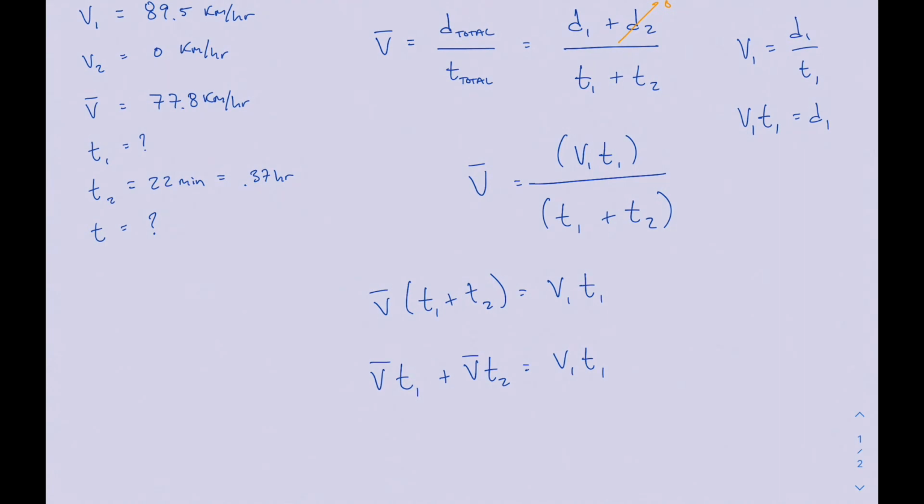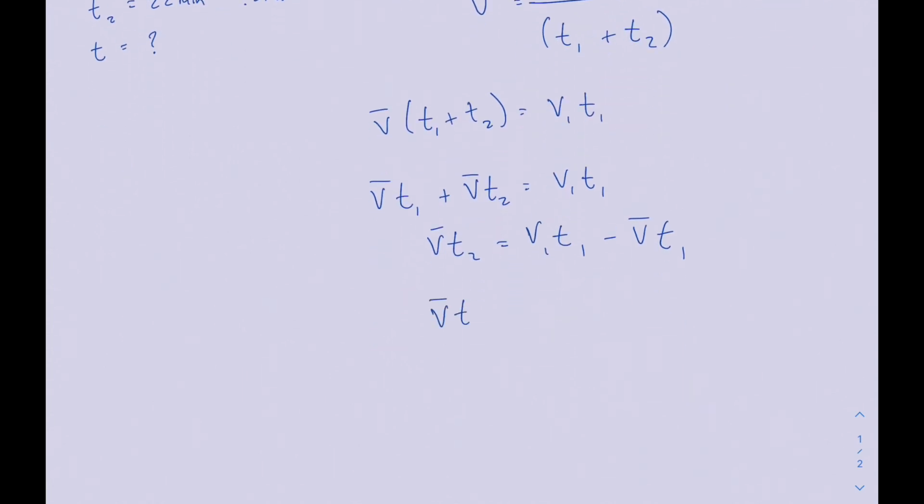The next step here is to get all the T1s on one side, which means subtracting that term, V average times T1, over to the other side. Once we've done that, we'll see that both of those terms on the right-hand side have a T1 in them, which means I can pull out a T1, leaving the left-hand side the same. And on the right-hand side, we would have a T1 times the quantity V1 minus V average. All right, we're almost there, dividing both sides by that right-hand parenthesis term we have here. And this is our final equation that is going to tell us what T1 is equal to.